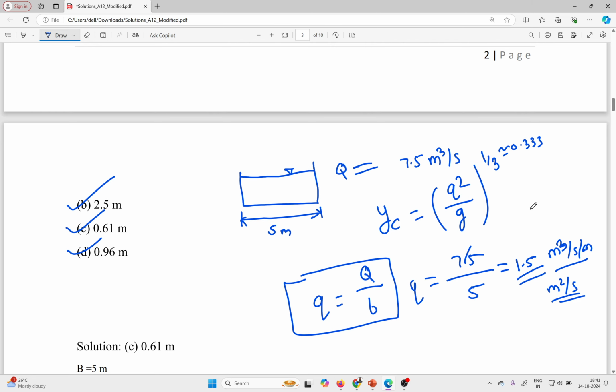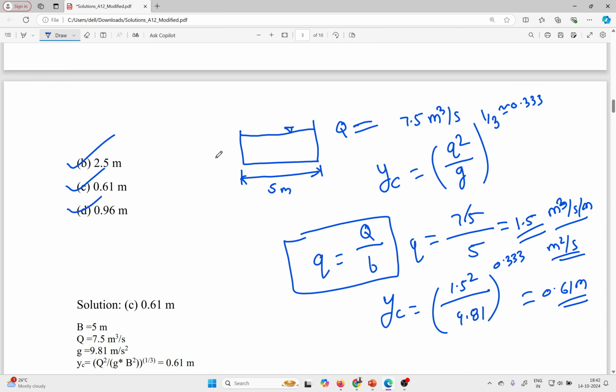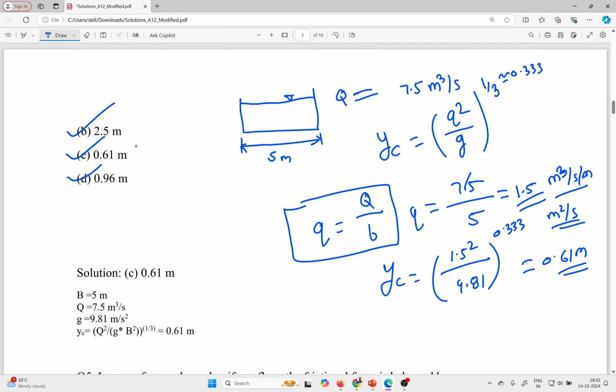Now you need to put it in the formula. Yc is equal to (1.5 square divided by 9.81) to the power 0.33. It will come around 0.61 meter. So remember please, option C will be correct for this question.